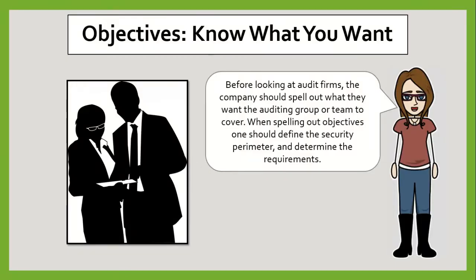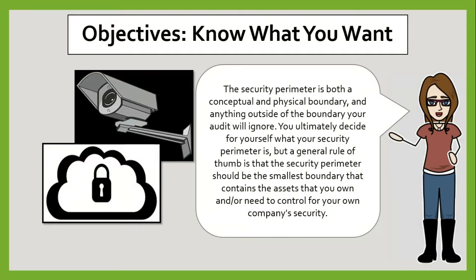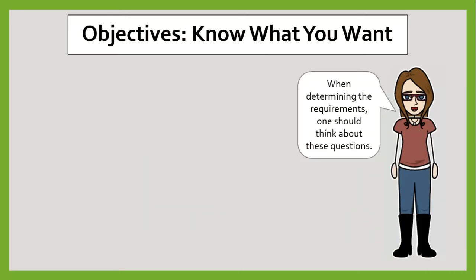Before looking at audit firms, the company should spell out what they want the audit group or team to cover. When spelling out objectives, one should define the security perimeter and determine the requirements. The security perimeter is both a conceptual and physical boundary, and anything outside of the boundary your audit will ignore. You ultimately decide for yourself what your security perimeter is, but a general rule of thumb is that the security perimeter should be the smallest boundary that contains the assets that you own and or need to control for your own company's security. When determining the requirements, one should think about these questions.